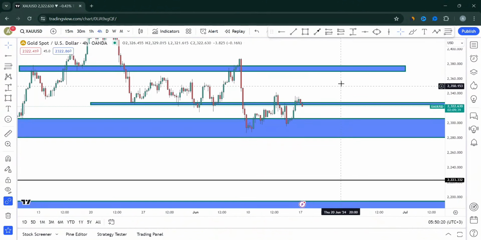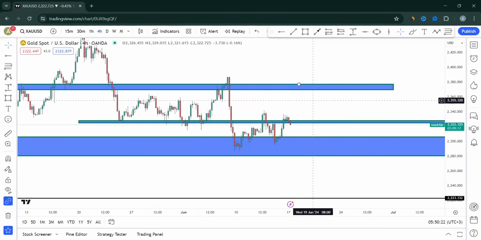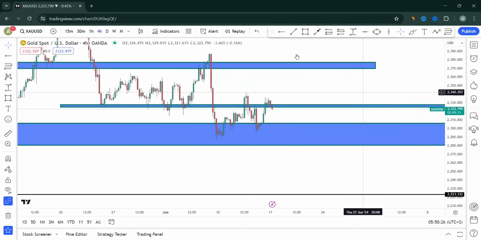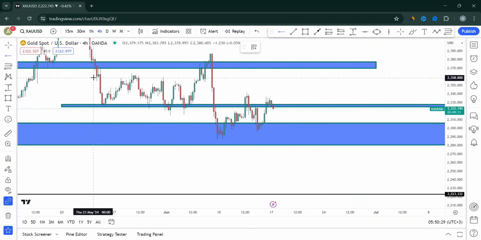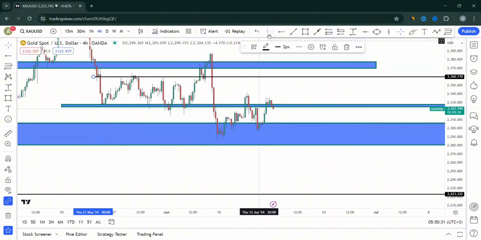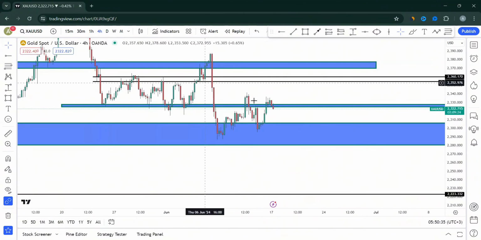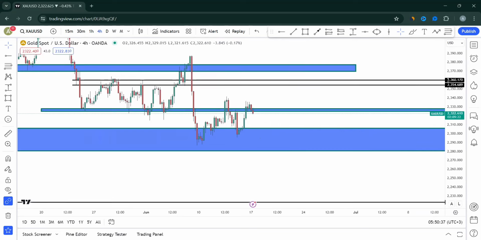So we want the market to come back and test this area here. But also in the process, I'm just going to show you this area here, the same area that we marked last time in the previous video. You can see the market reacted here. So this level will also need to be tested.